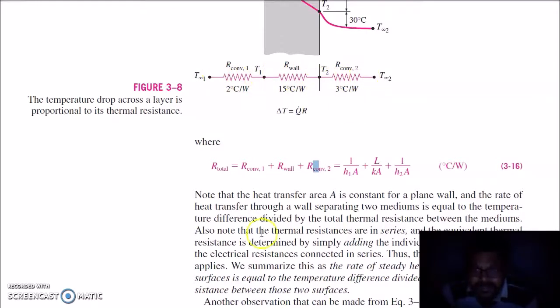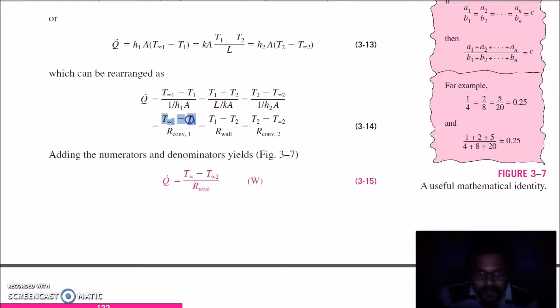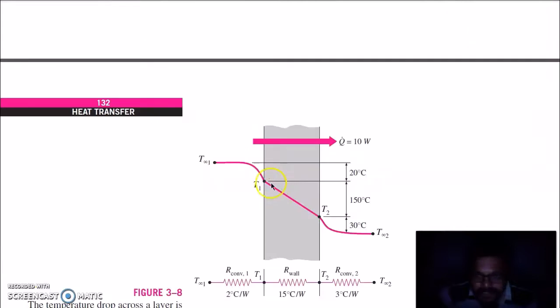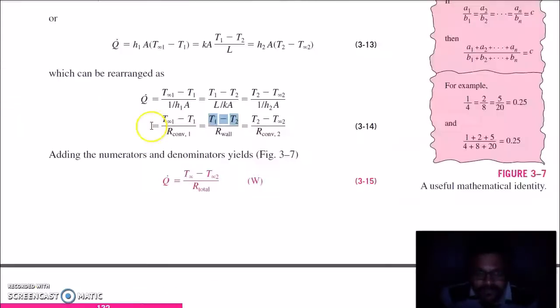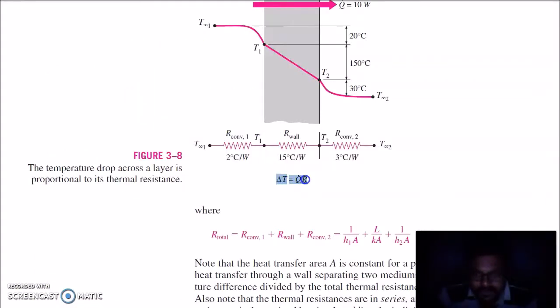In this case, this term is called temperature drop. T1 minus T2 is also the temperature drop across the wall, which in this case is 150 degrees Celsius. On rearranging this term, you will get temperature drop is equal to heat transfer times resistance of the wall. This equation means your temperature drop is proportional to the resistance of the wall or convective heat transfer resistance.